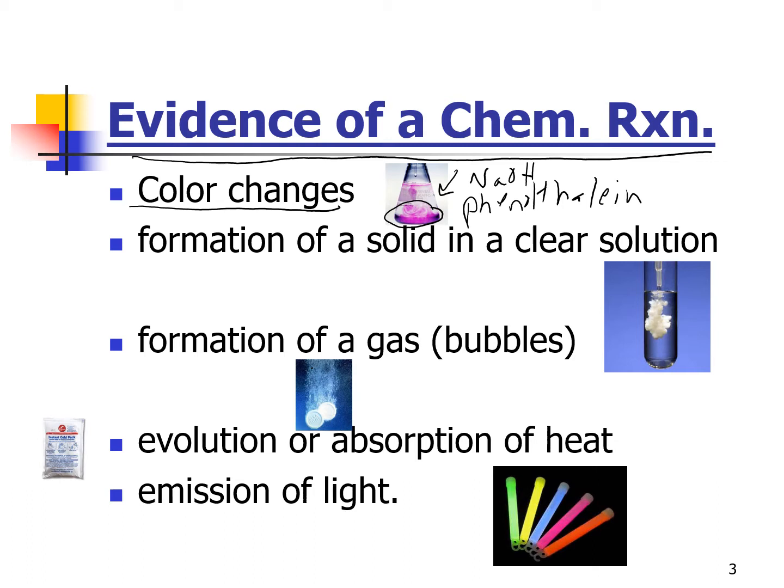The next one is if I were to mix two solutions together and I formed a solid, that is another indication that a chemical reaction occurred. For example, in this test tube, we had two clear liquids that we mixed together and we see this white cloudy substance. If we let this sit, this will settle at the bottom and form a solid material. So this indicates that a chemical reaction has occurred.